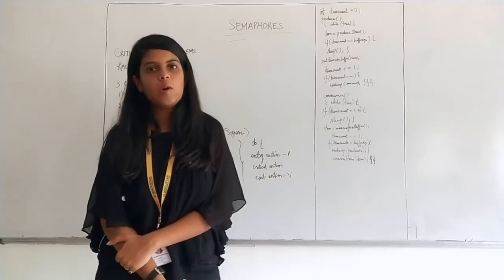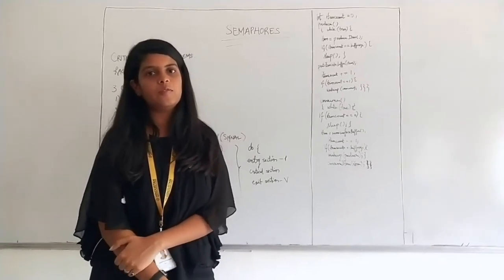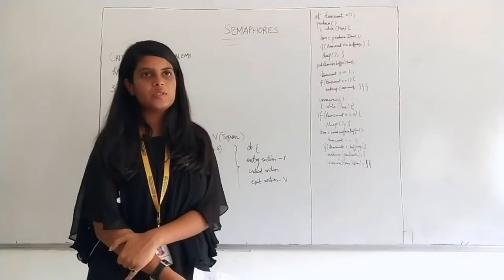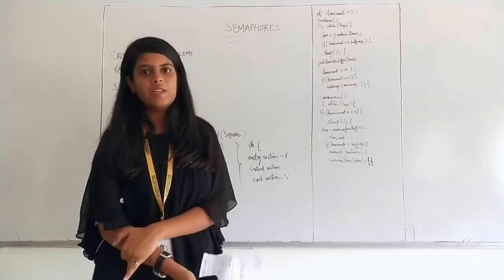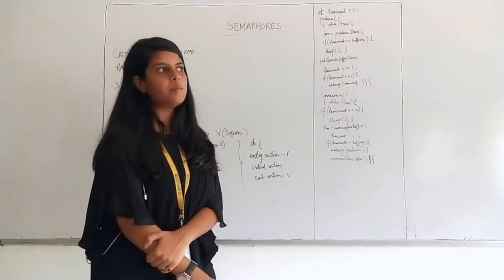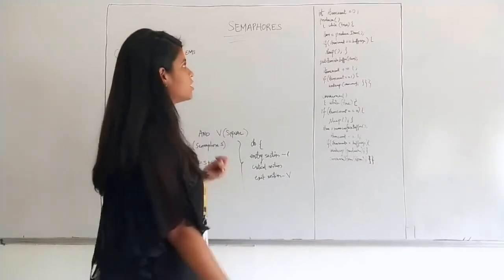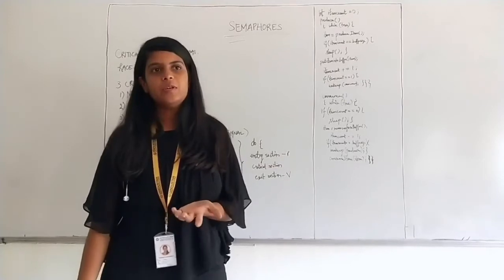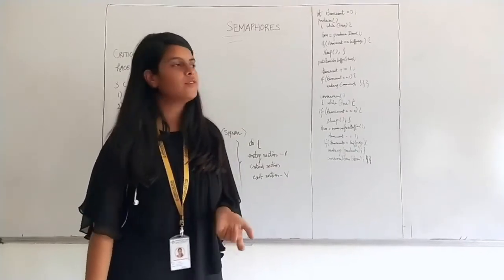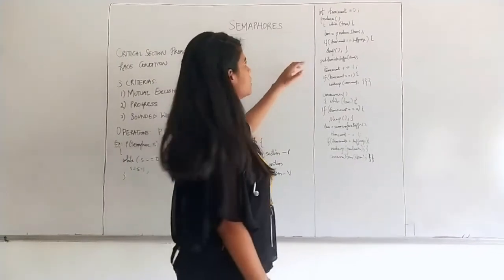And we also know that operating systems have a lot of classic problems like the producer-consumer problem, the reader-writer problem and the dining philosophers problem. To explain semaphores, I am going to take the producer-consumer problem. When you don't use semaphores in the producer-consumer problem, this is a situation that occurs.